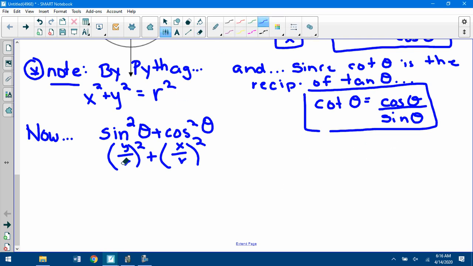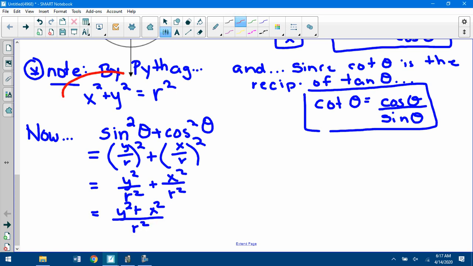So if I'm squaring y over r and x over r, square the top, you get y squared. Square the bottom, you get r squared. Over here, square the top, you get x squared. Square the bottom, you get r squared. So you've got fractions. But these fractions have common denominators, so what can I do with them? I can add them together. Y squared plus x squared all over r squared.